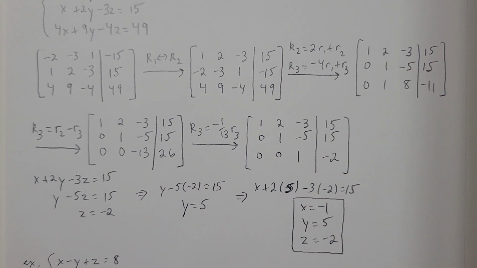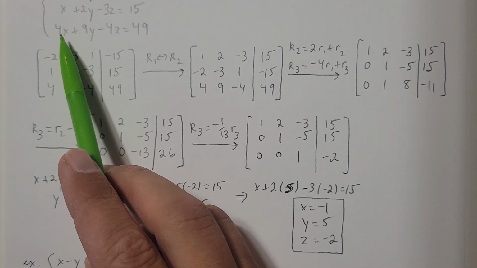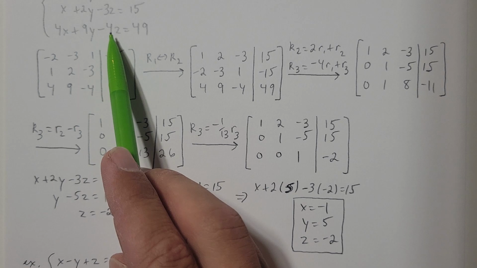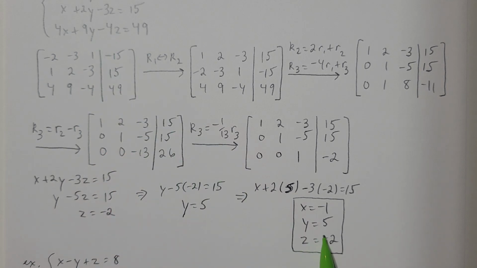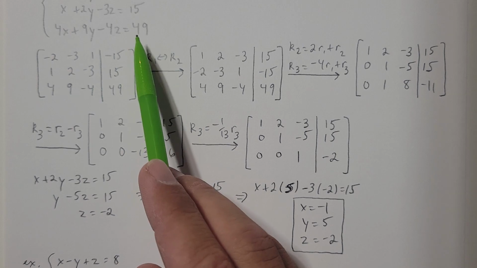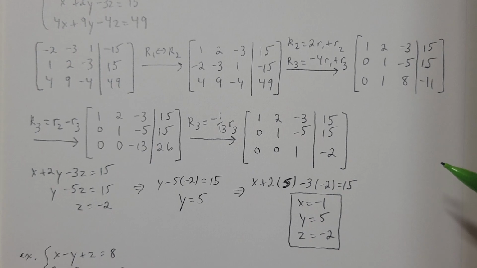And is it also true that negative 4 plus 45, that's 41, plus 8 is 49? Yeah, so that's what I'm getting there. So that's the right answer. x is negative 1, y is 5, and z is negative 2.